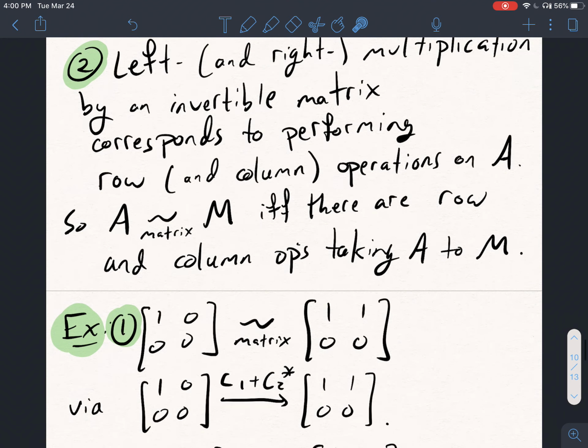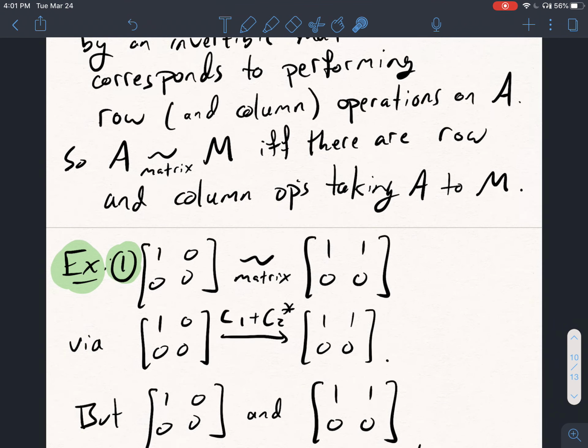As a quick example, matrix equivalence and row equivalence are different. Here's a matrix 1, 0, 0, 0, and here's a different matrix 1, 1, 0, 0. These are matrix equivalent because I can start with this matrix and do column operations to get to this matrix. Specifically, I can add column 1 to column 2 and get a new column 2, which is this, and I obtain this new matrix here. Therefore, this matrix and this matrix are matrix equivalent.